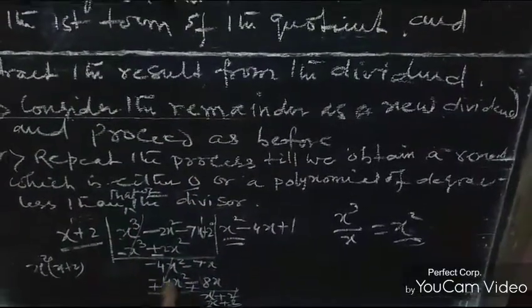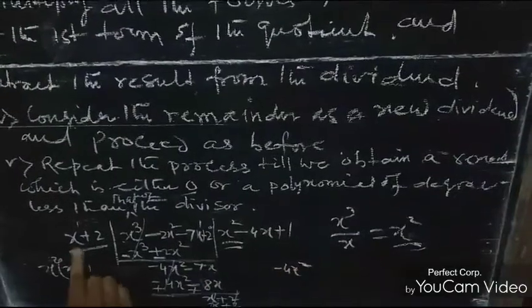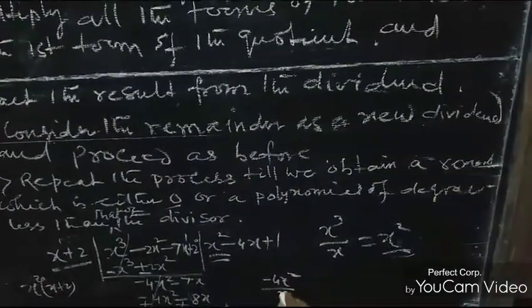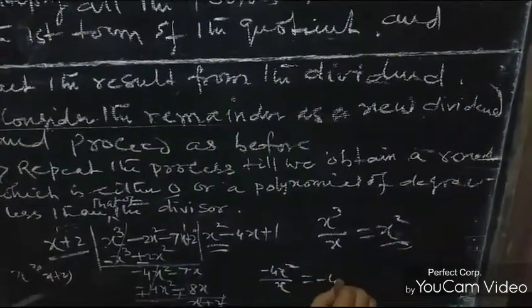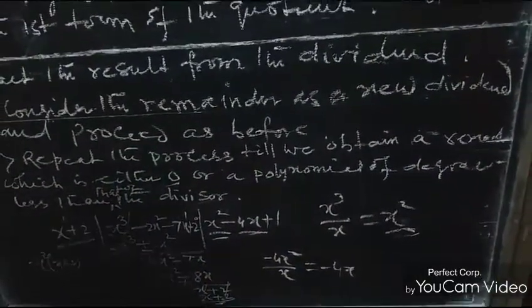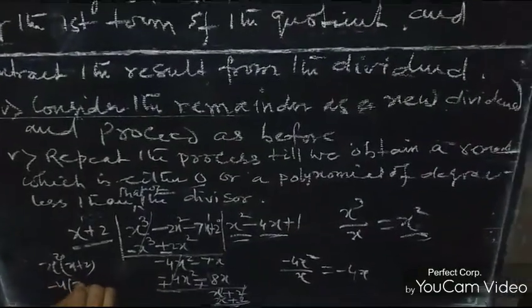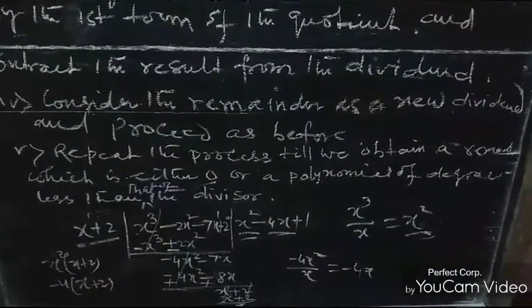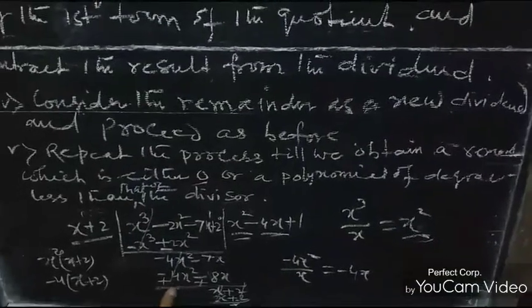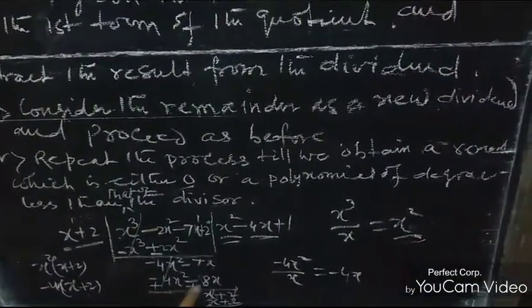What it is actually telling is, consider the remainder as the new dividend, and proceed as before. Once again, the first term is minus 4x square. This is the first term of the divisor, x, and this is coming minus 4x. Minus 4x is multiplied by the whole divisor. It is coming minus 4x square minus 8x.